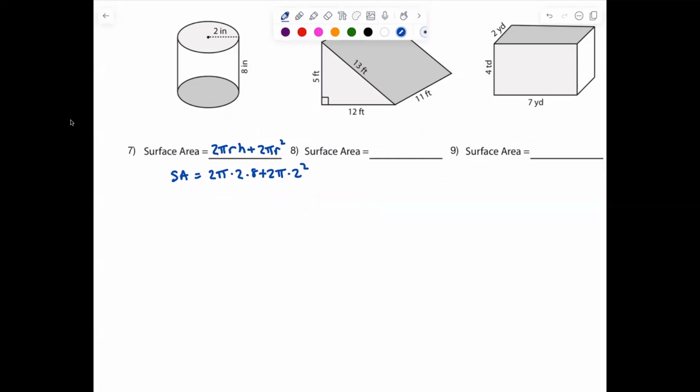I got 125.66. 0.66 what? 4, and we'll do inches squared. I've got several people that told me it's 125.664 inches squared. You agree with that? Oh, wait, around here? I thought we did the whole thing. Rounding to 3 decimal places, right? Did you get that? Yeah. All right, I'm good with that.